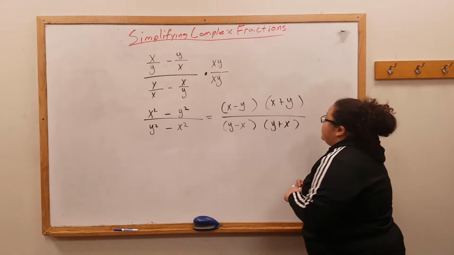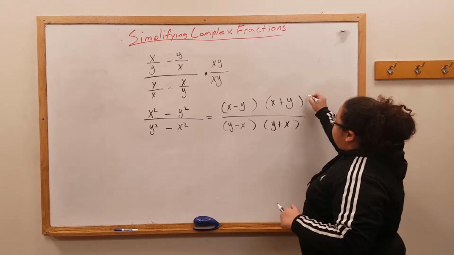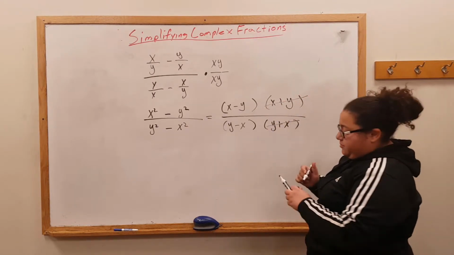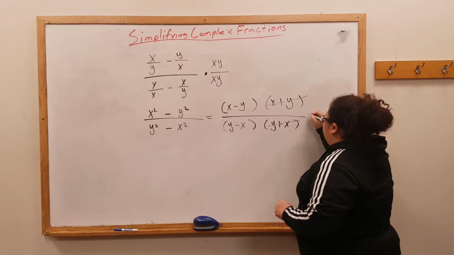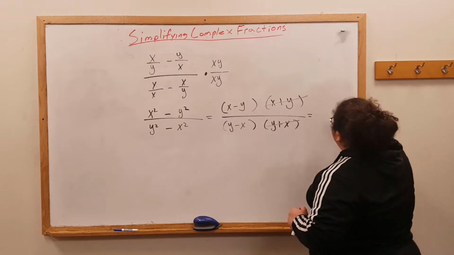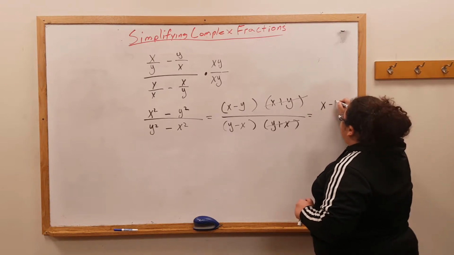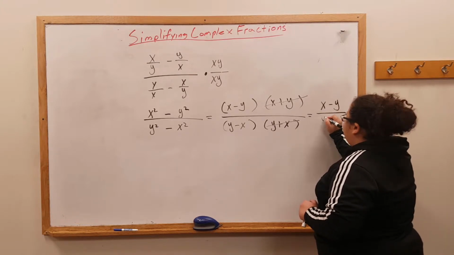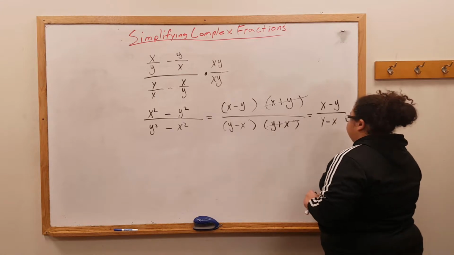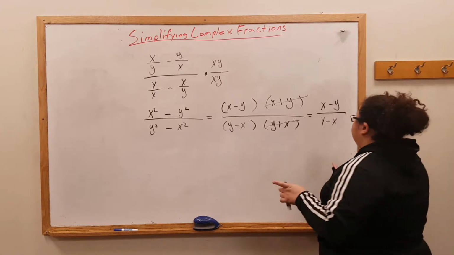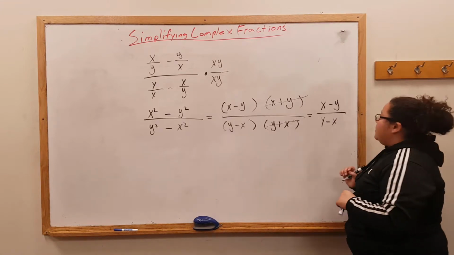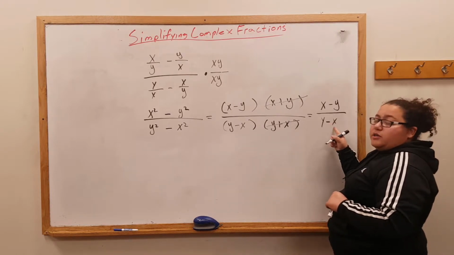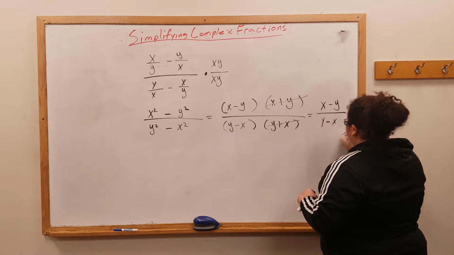Okay. The next step, we're going to cancel these two right here, and the reason why is because they're the same. They're twins, so we're going to take them out. Now we have x minus y all over y minus x. But you're not done. There's a little secret you could do, a little trick, which is factoring out the negative 1 here. So it should look like this.